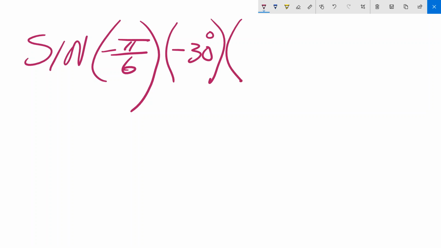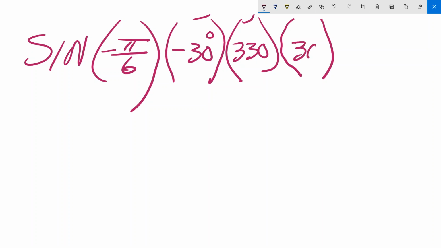Equivalent coterminal angle is 330. Correct? Equivalent first quadrant angle is what? In other words, this is the same angle as that. It's 30. We are in the fourth quadrant.